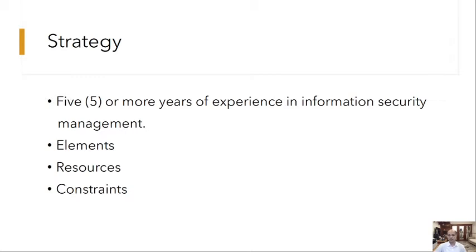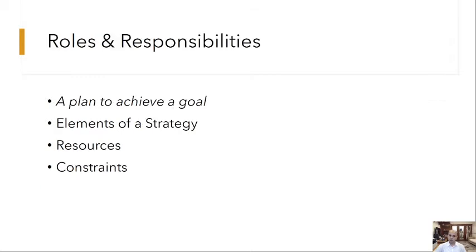The elements which we are having, the resources to achieve that particular strategy, and then constraints. Then finally, roles and responsibilities.